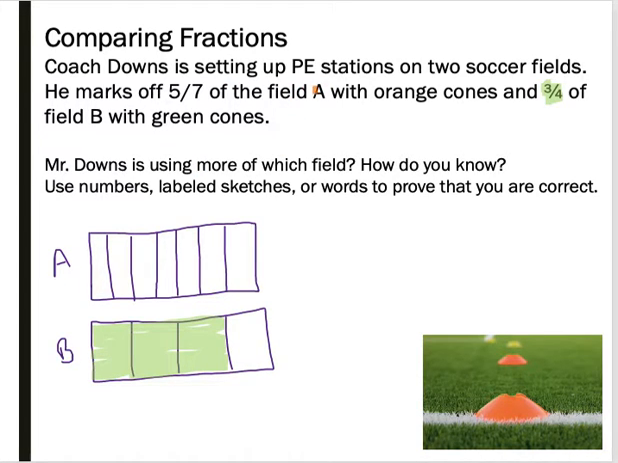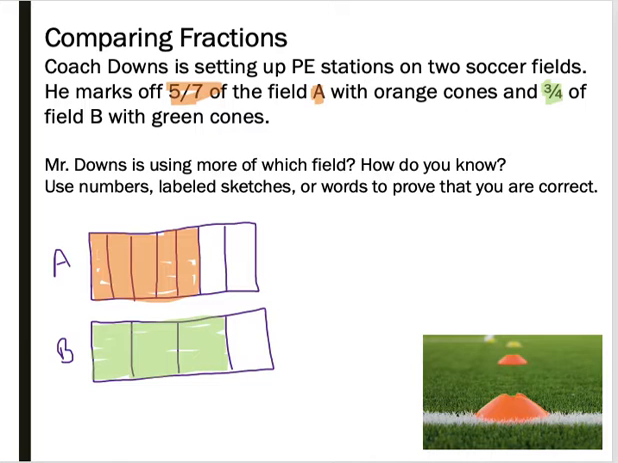Let's go back to field A. The orange cones are marking off 5/7. Let's make sure we do 5 sections. 1, 2, 3, 4, 5/7. Looking at these pictures, can you tell which one is greater? If you are that hungry alligator, which fraction is greater? That's really what the question is asking. Mr. Downs is using more of which field?